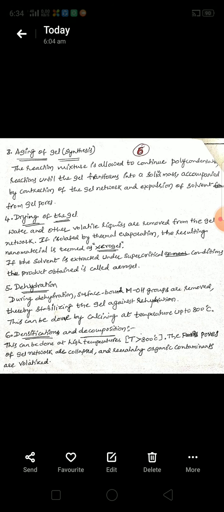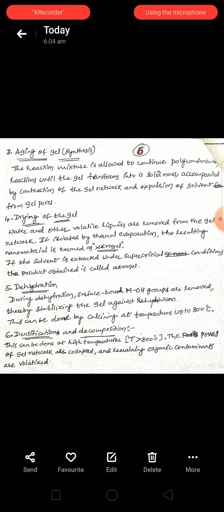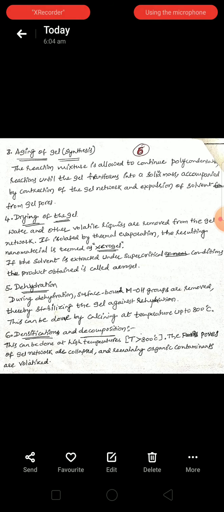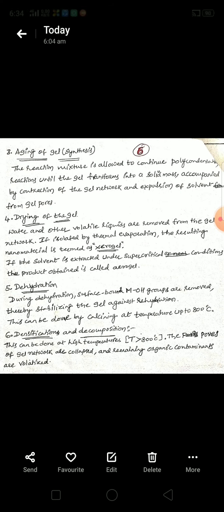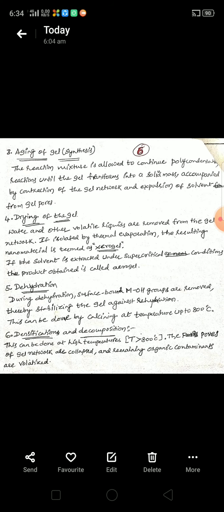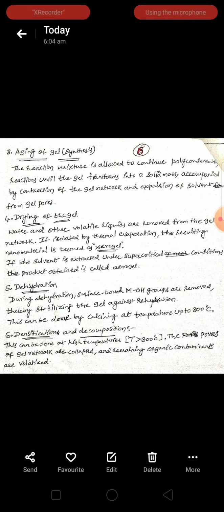In the third step, aging of the gel. In this step, the polycondensation reaction continues till the gel transforms completely into a solid mass by expulsion, removal of the solvent from the gel network. That is called aging of the gel.